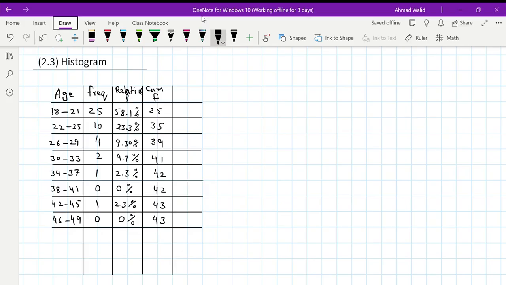First of all, histogram is a very simple definition, a touching bar chart. A touching bar chart, we call it what? Histogram. Why we are using histogram and why we have to graph our data or graph our frequency distribution table.